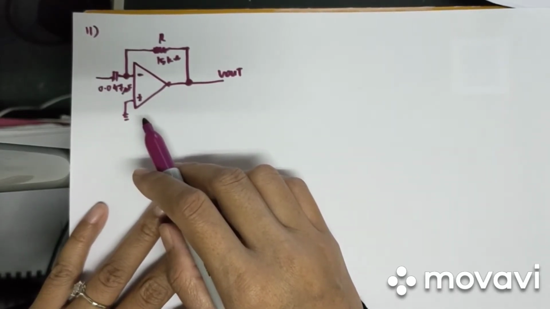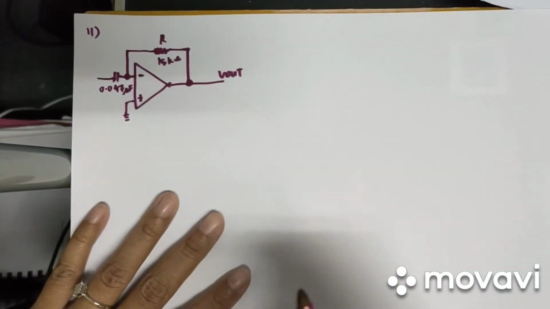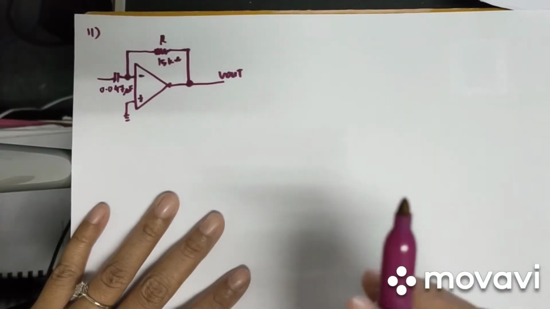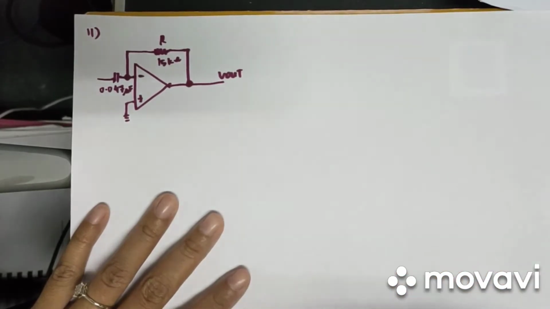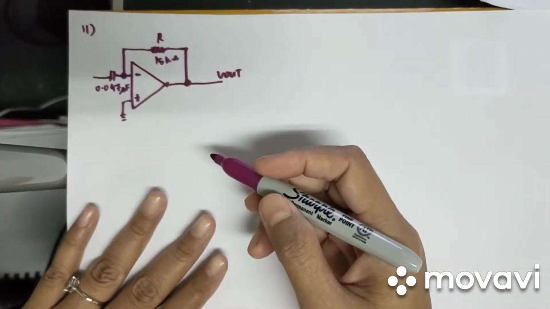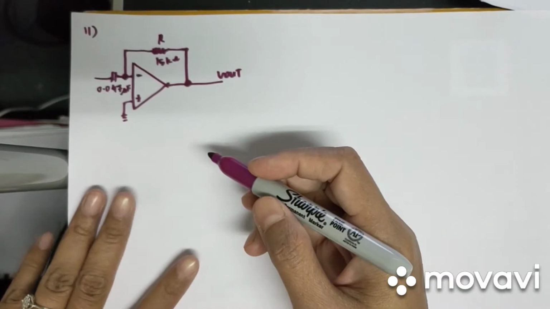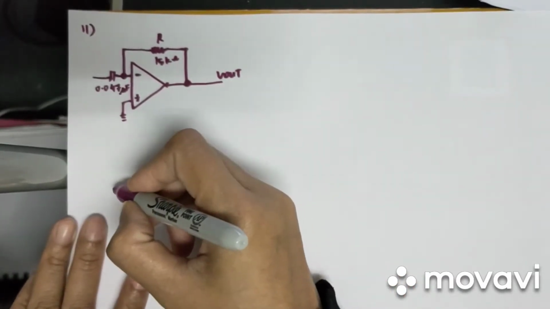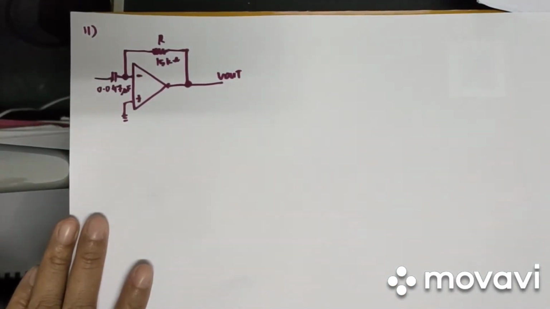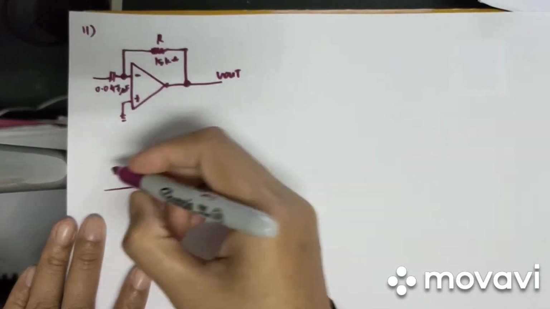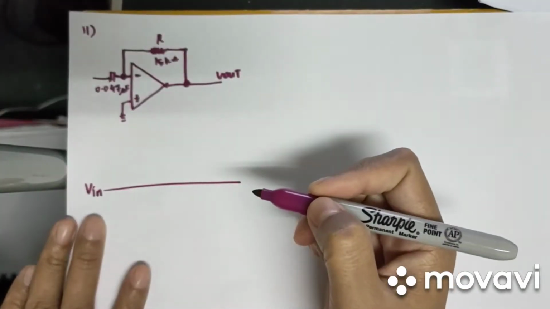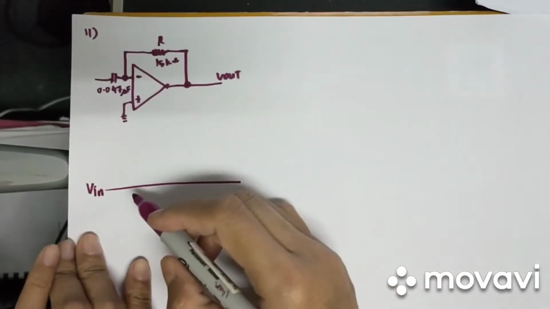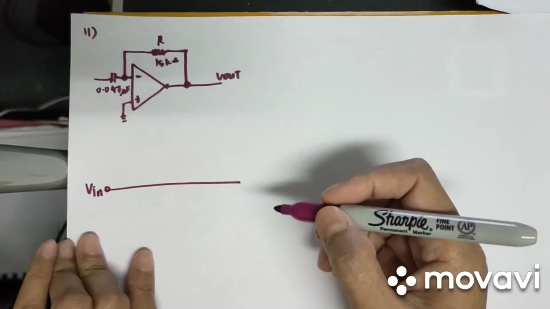A triangular waveform with a peak-to-peak voltage of 2 volt. Let us draw and see how the waveform looks like. So let's say this is V in, V input. The origin is 0.